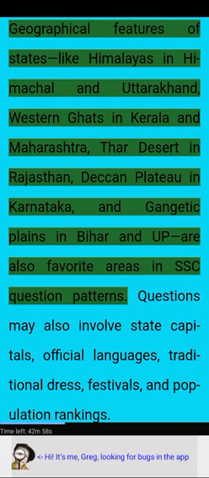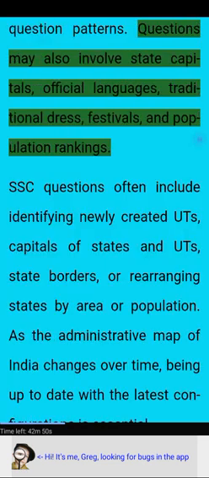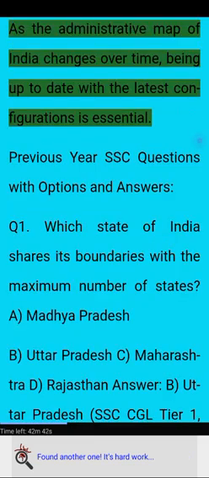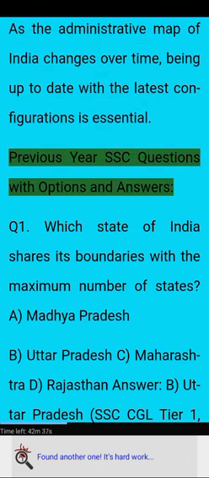Geographical features of states, like Himalayas in Himachal and Uttarakhand, Western Ghats in Kerala and Maharashtra, Thar Desert in Rajasthan, Deccan Plateau in Karnataka, and Gangetic Plains in Bihar, are also favorite areas in SSC question patterns. Questions may also involve state capitals, official languages, traditional dress, festivals, and population rankings. SSC questions often include identifying newly created UTs, capitals of states and UTs, state borders, or rearranging states by area or population. As the administrative map of India changes over time, being up to date with the latest configurations is essential. Previous year SSC questions with options and answers.